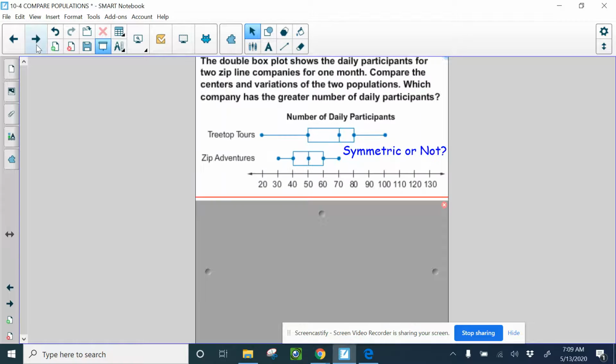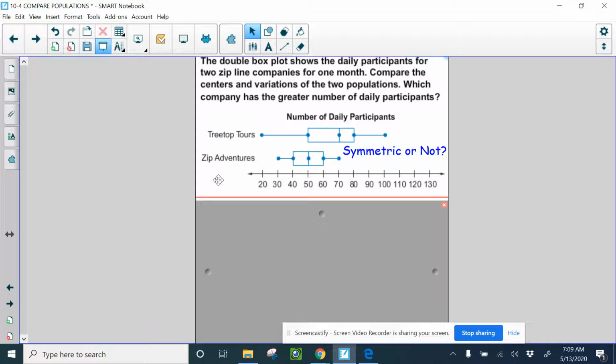All right, we're going to look at this one now. I'm going to have you guys work through this and answer some questions. This is how many people go ziplining at these two different companies. We have Treetop Tours on top and Zip Adventures on the bottom. My first question for you is: are the box plots symmetric or not?